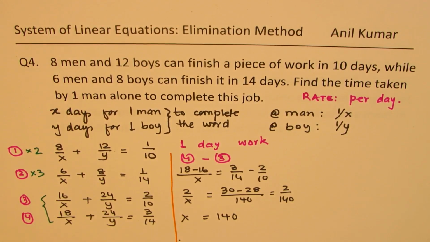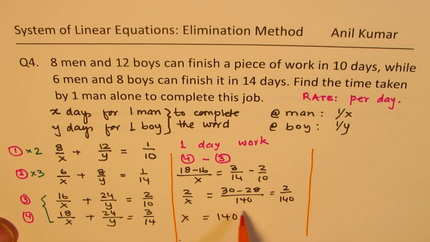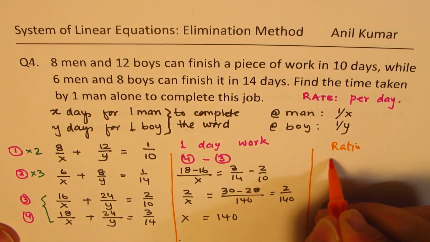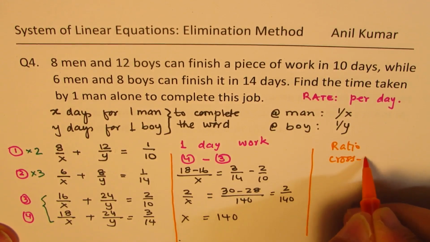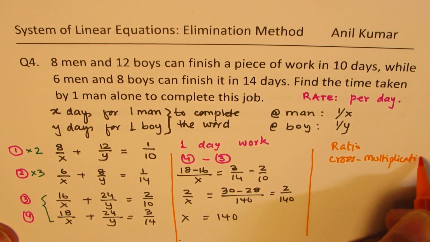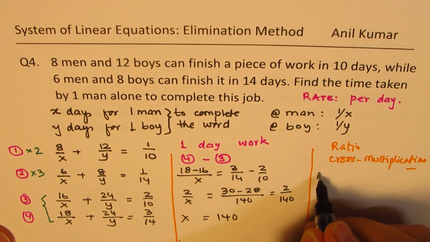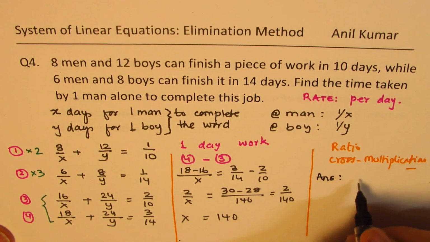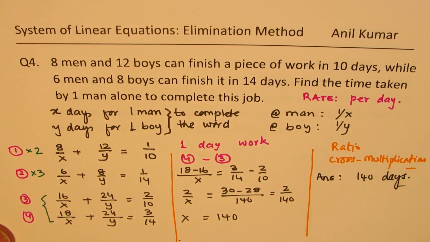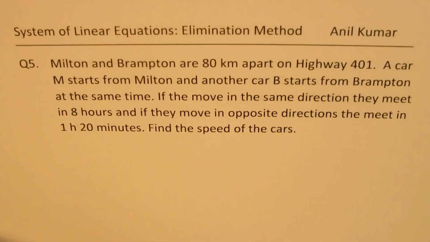So we could easily solve this equation using ratios and cross multiplication. So the idea is to solve this by ratio and then cross multiplication. So that's a very important strategy. So we can now say one man can complete the job in 140 days. Right? Now let's take question number 5.